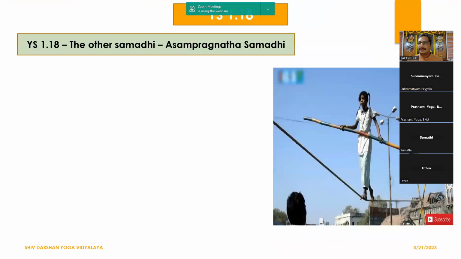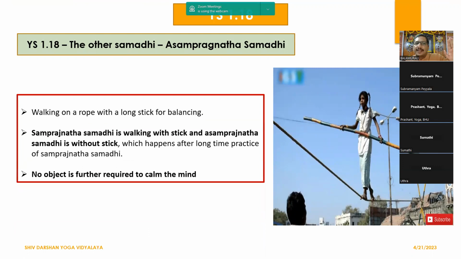This is like, what is the object she's carrying? A pole, right? A stick. Walking on the rope with the stick can be taken as Sampragnata Samadhi, the first, left side. Asampragnata Samadhi is walking without the stick. That means you have become a much bigger expert. Now you can walk without stick, without object, just closing your eyes. Now you will see the Anadi or Swarupa, the unlimited God.